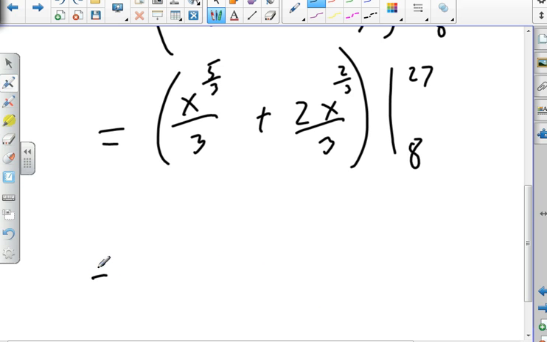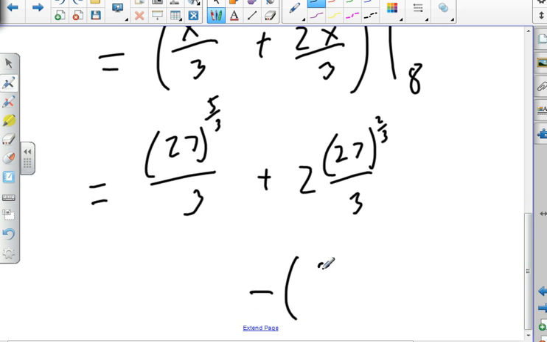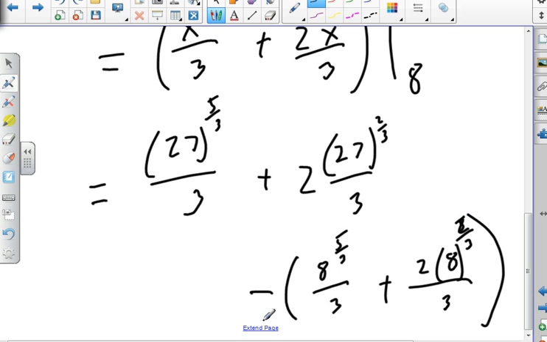Okay, so I throw in the 27 first. 27 raised to the 5/3 divided by 3 plus 2 times 27 to the 2/3 over 3, minus 8 to the 5/3 over 3 plus 2 times 8 to the 2/3 over 3. Alright, so that's what I have.